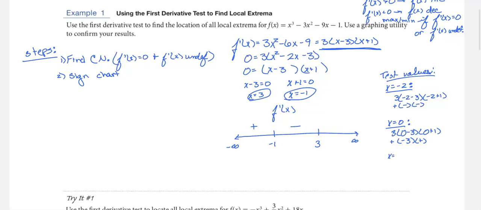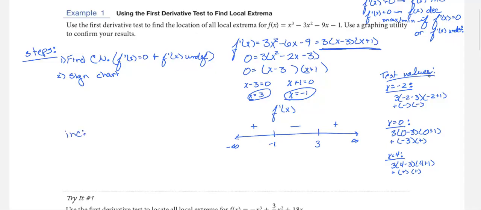And then let's pick something bigger than 3, like 4. So it's going back into that derivative. So I have 3 times (4 minus 3) times (4 plus 1). So that's a positive times a positive times a positive, which is going to give me a positive. So from the sign chart, we can tell what's happening to the function.